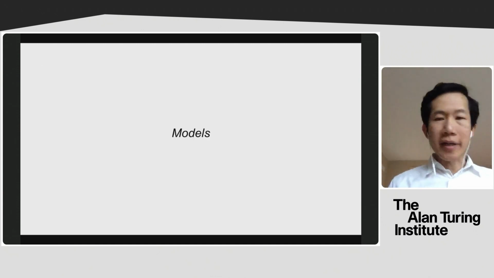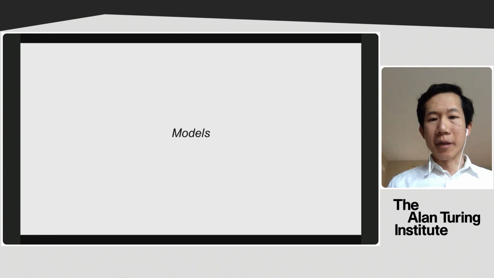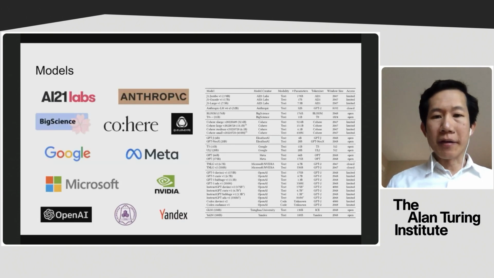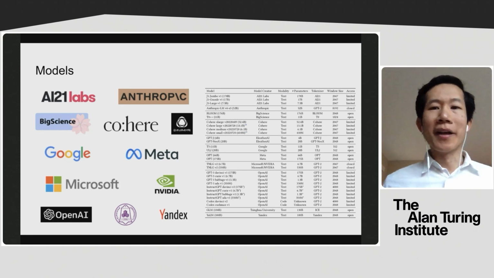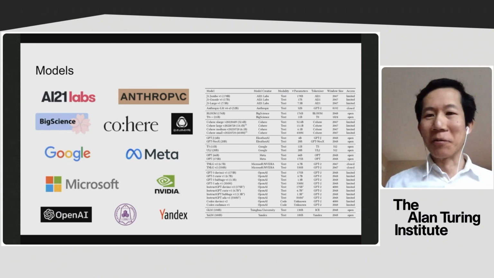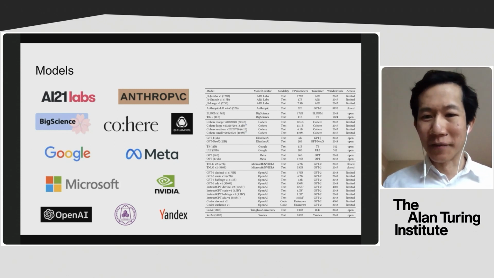Okay, so let's talk now a little bit about the models that we're evaluating. We evaluated 30 different models from 12 different organizations. Basically, every major language model that we could get a hold of, we were able to evaluate.